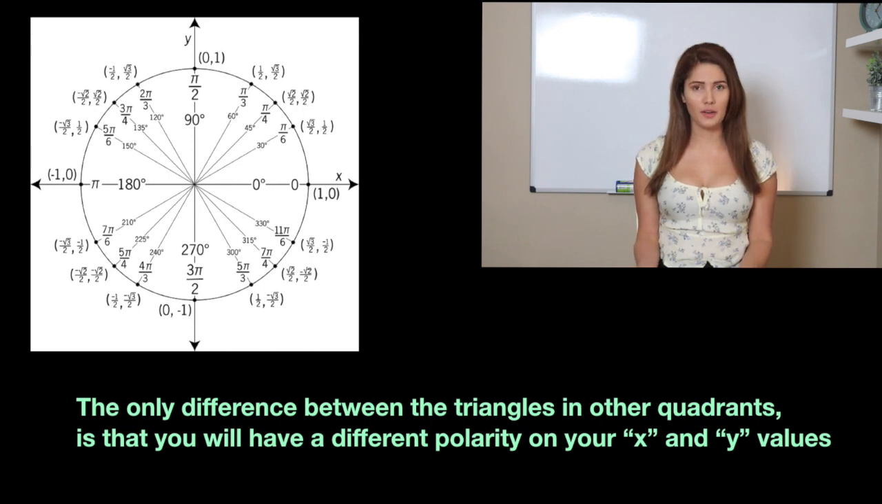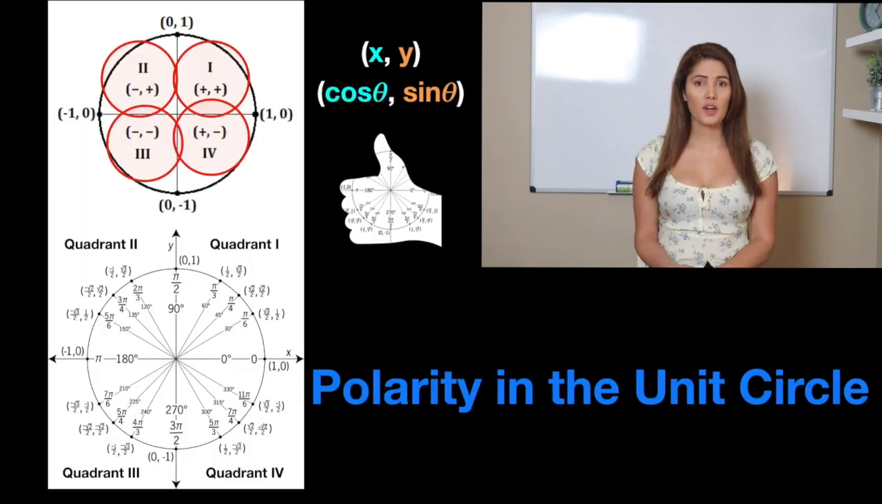Polarity in the unit circle. So I provided 2 pictures. One is just the polarity of the unit circle. The bottom is the unit circle to include the points, the radians, the degrees, and all of that, just so you can kind of see. In quadrant 1, which is the upper right-hand corner of the unit circle, we have both positive values for sine and cosine theta, or x and y.